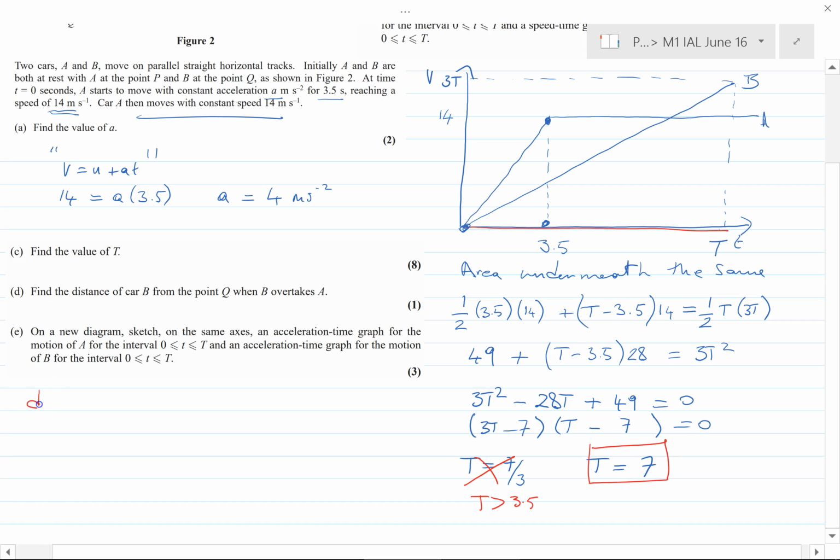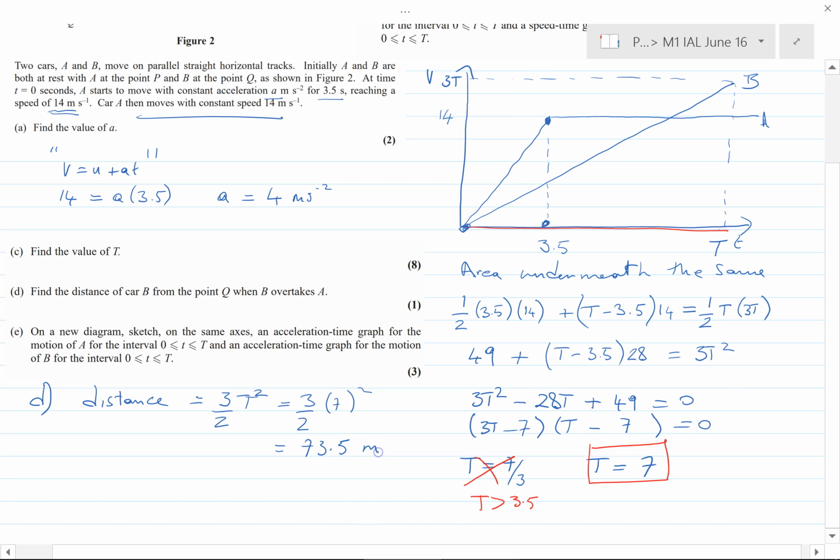And part D, only 1 mark. We now know that t is 7 and the distance is this. We might as well put it in that side, easy enough. So the distance is equal to 3 over 2 t squared. So that's 3 over 2 times 7 squared, and that equals 73.5 meters.